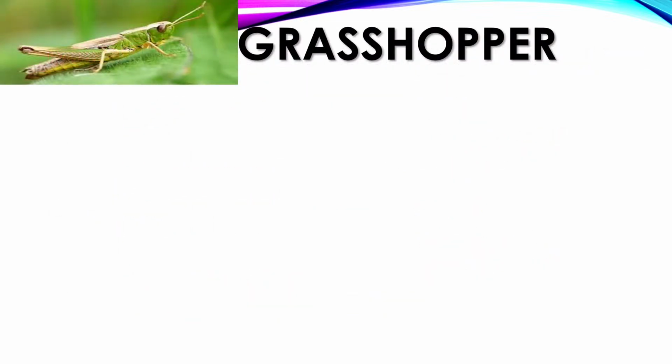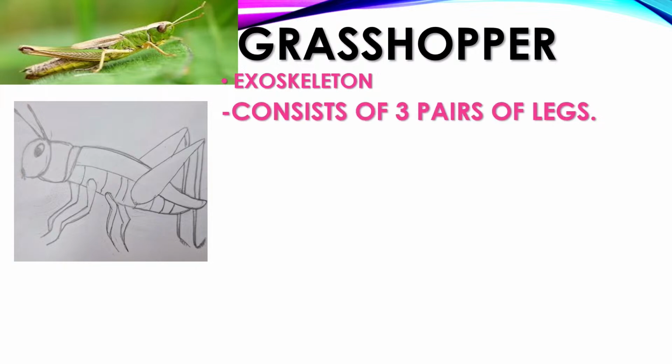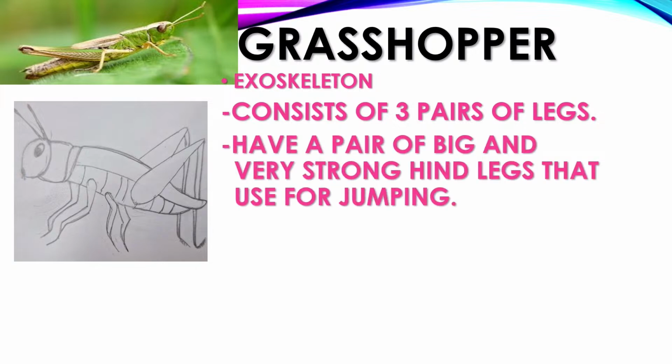Okay, now let me go to grasshopper. So grasshopper has an exoskeleton. Yeah, they have 3 pairs of legs. And the grasshopper is able to crawl, able to fly, and also able to jump. So to jump, they need a very important part of the leg, which is known as the hind leg. This is their hind leg, and their hind leg is a very strong and muscular leg.